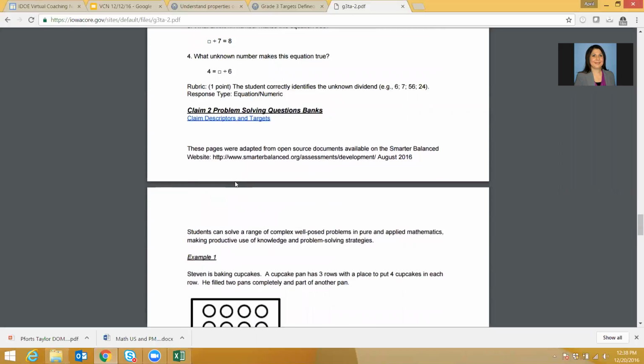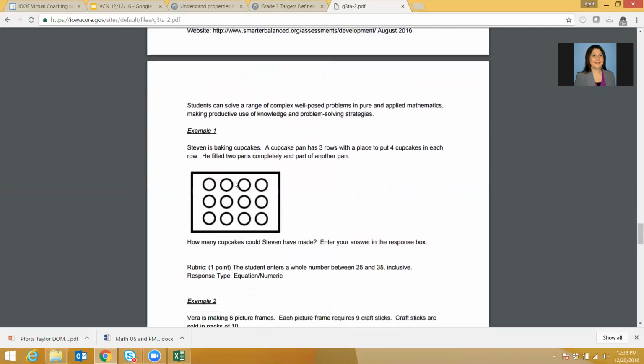Now I go to claim 2, which is problem solving. This is where we're not thinking about content first. This is where we're thinking about our standards for mathematical practices, and we're embedding that content into it. So here is an example. In claim 2, questions say students can solve a range of complex, well-posed problems in pure and applied mathematics, making productive use of knowledge and problem-solving strategies.